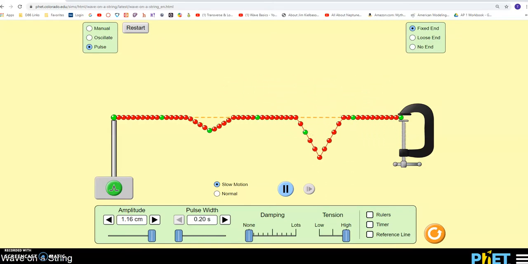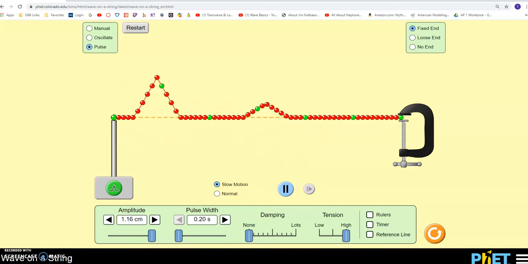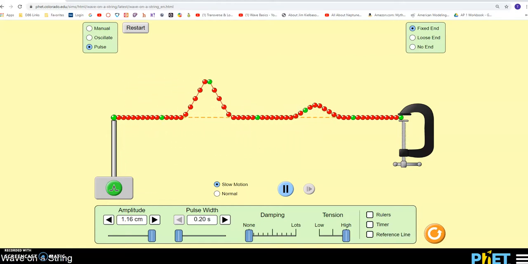And if we continue to watch this, you'll see that the taller amplitude wave never catches the low amplitude wave. And if we continue to look, we'll see that the speed of both waves is the exact same. So it turns out the amplitude of a wave does not affect the speed of the wave.